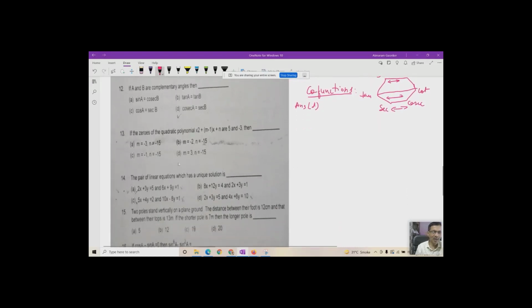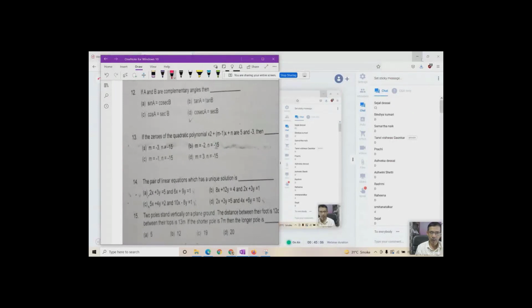Next one is question number 13. If the zeros of the quadratic polynomial are 5 and minus 3, then what is the value of m and n? Please type your answer in the comment box. Let me see how many of you have done it correctly. Yes, the answer is C.